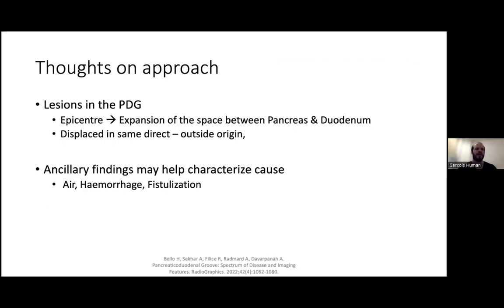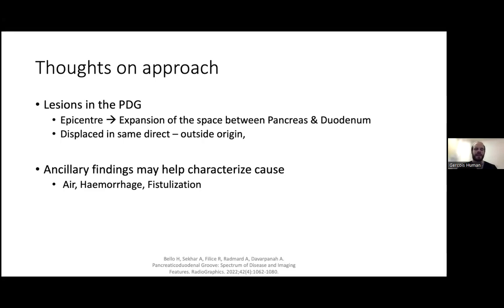So it is quite difficult often to know where the lesions are actually coming from. So these are just two points to help one try and figure it out. Look at the epicenter of the lesion. If it's originating in the pancreatic duodenal groove, it will cause expansion of the space between the pancreas and the duodenum. If the pancreas and duodenum are going in the same direction, one should consider that it originated outside. But that's not always easy.